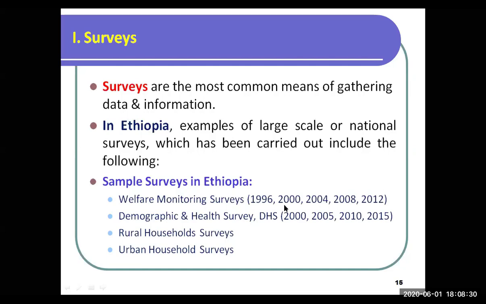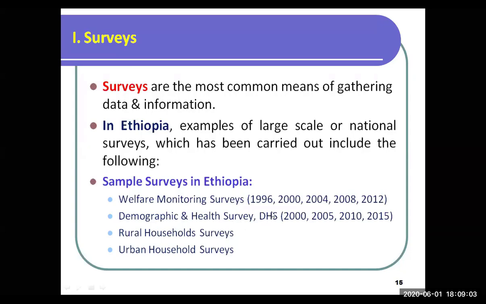And this type of data is referred to as panel data. For instance, if you use the welfare monitoring survey, there is a time series element from 1996, 2000, 2004, 2008, 2012, 2016, and then to 2021. That means in each four-year interval, you will have data. And these data will have both a feature of cross-sectional as well as a feature of a time series.